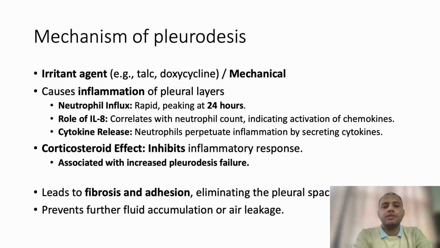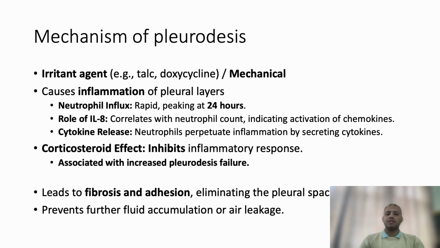Starting with the mechanism of pleurodesis, all of the pleurodesis agents are usually irritant agents, or it can be mechanical as well. The irritant agents are talc as well as doxycycline, and they cause inflammation of the pleural layer. To summarize, the neutrophil influx happens within 24 hours, and the most important characteristic of mesothelial cells is that they also host the resident monocytes, which also help in rapid inflammation. There is also a role of interleukin 8, which correlates with the neutrophil count, and cytokine release, where the neutrophils perpetuate inflammation by secreting cytokines.